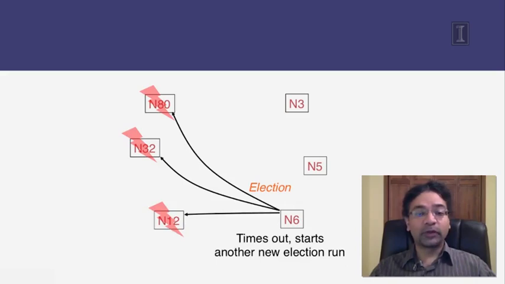If N12 also were to fail, then N6 would also time out waiting for N12's reply after N12's OK message, and then it would start the new election, and then it would time out, and then it would finally become the leader in the group.